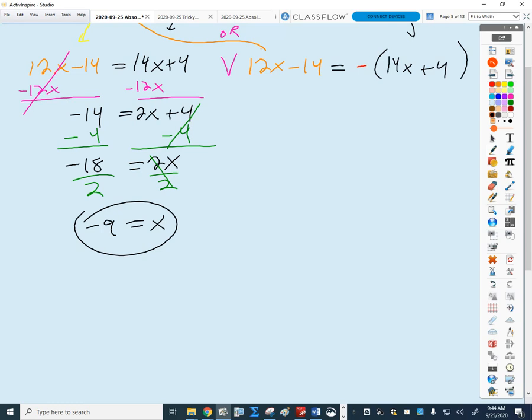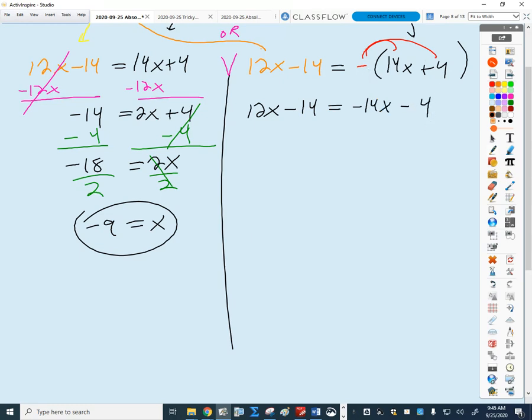So let's see, Kyla, what do I have to do up here in this equation first, probably? What do I need to do with that negative? Distribute. Good job. So I distribute and I get the equation. I'm going to put a line in the middle so we separate these. I get the equation 12x minus 14 equals negative 14x minus 4.